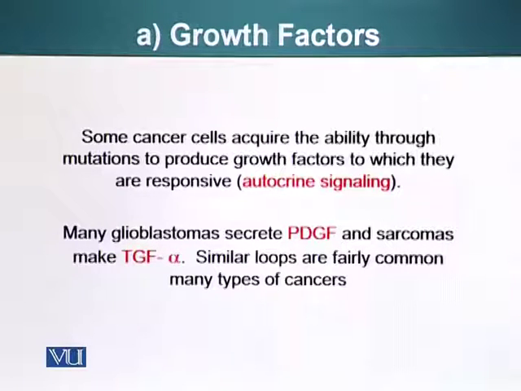So let's look at the first category, growth factors. Some cancer cells acquire the ability through mutations to produce growth factors to which they are responsive. We have talked about autocrine signaling. So these cells are going to produce signaling molecule and they have receptors on their surface for that particular signaling molecule. So it is an autocrine signaling. Example, many glioblastomas secrete PDGF, which is abbreviation for platelet-derived growth factor, and some sarcomas make TGF-alpha, transforming growth factor alpha. Similar loops are fairly common in many types of cancers. So here's an example of growth factors, cells producing growth factors they respond to.